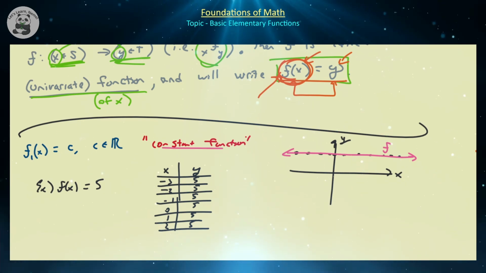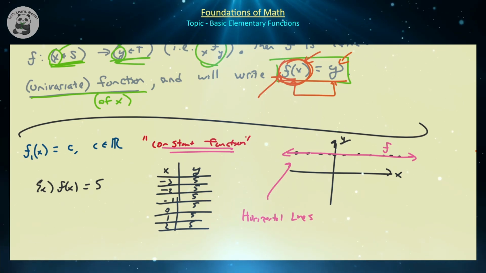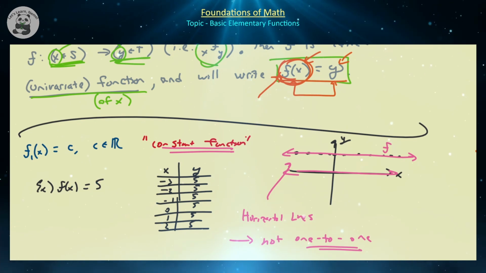So all constant functions, which are a special case of linear functions, are all horizontal lines. Horizontal lines are always going to have one y-intercept. It's possible that a horizontal line has infinitely many x-intercepts if it's entirely the x-axis, but generally speaking, all constant functions are not one-to-one. So they're not one-to-one functions, but they are functions nonetheless.